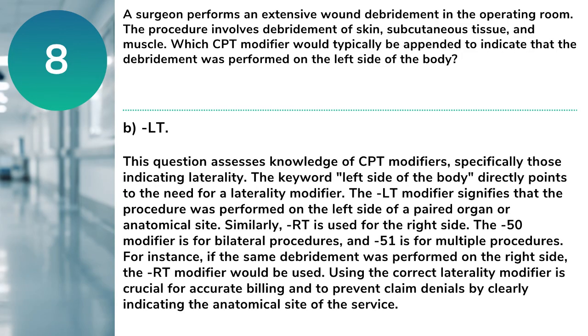Answer B, LT. This question assesses knowledge of CPT modifiers, specifically those indicating laterality. The keyword left side of the body directly points to the need for a laterality modifier. The LT modifier signifies that the procedure was performed on the left side of a paired organ or anatomical site. Similarly, RT is used for the right side. The -50 modifier is for bilateral procedures, and -51 is for multiple procedures.